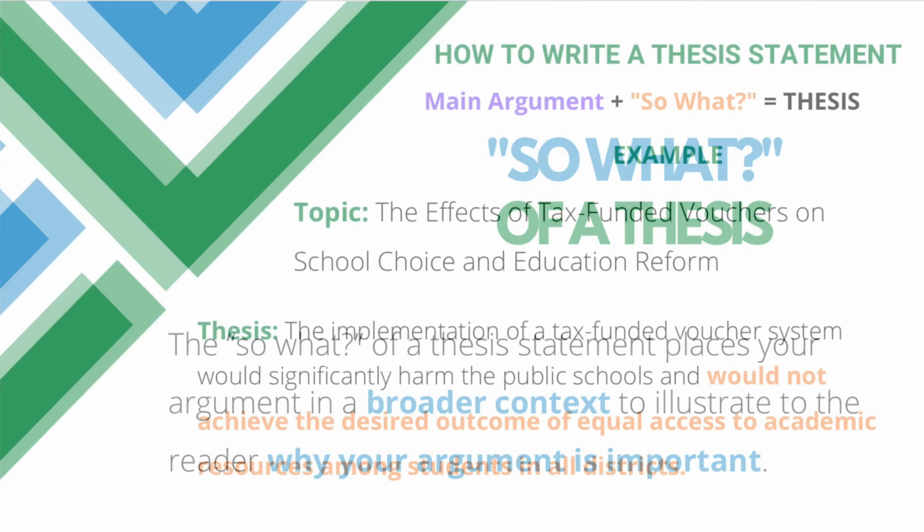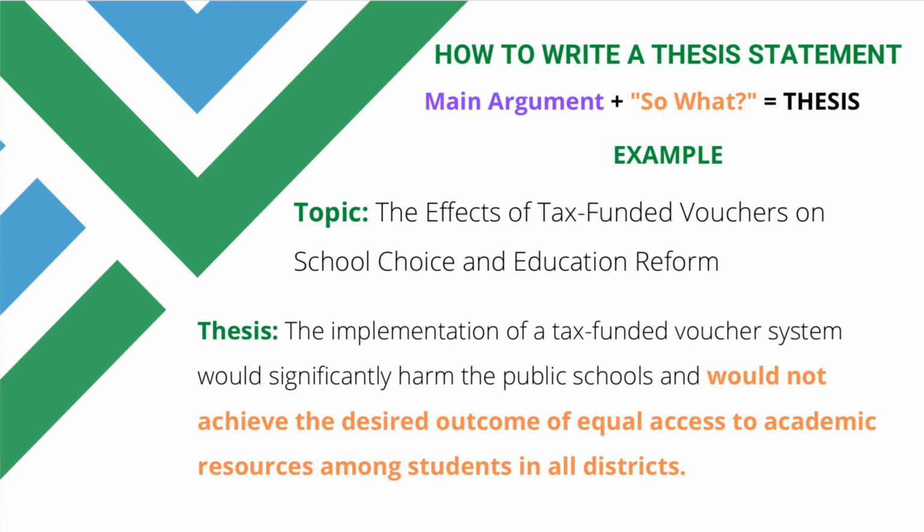Let's look again at our example. Our thesis: The implementation of a tax-funded voucher system would significantly harm the public schools and would not achieve the desired outcome of equal access to academic resources among students in all districts. The so what of this thesis places school vouchers in the broader context of education reform and specifically sets the reader up to think about how vouchers might affect equal access to academic resources. Now that we have a better idea of what a so what looks like in a thesis statement, let's discuss how we create this portion of our thesis.